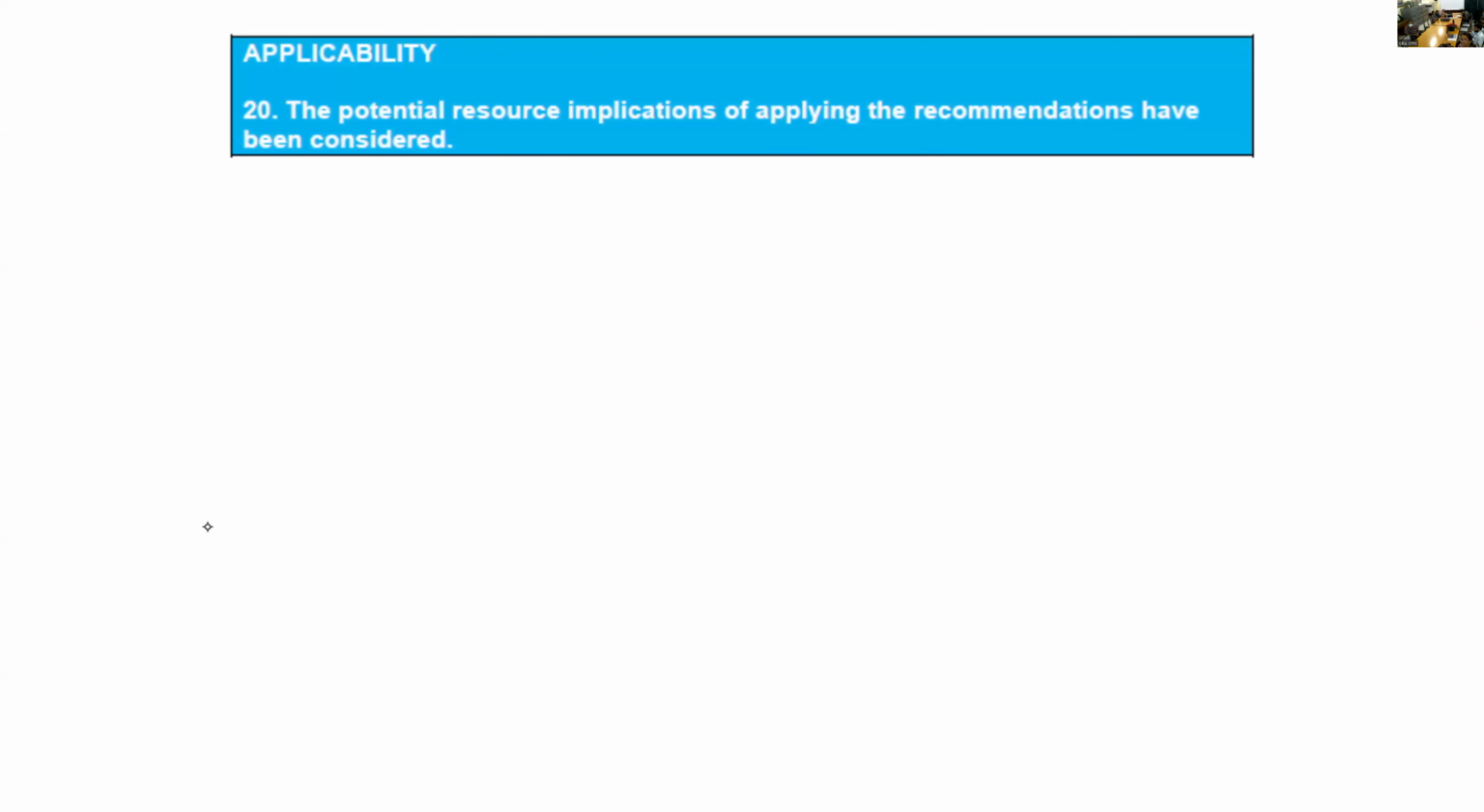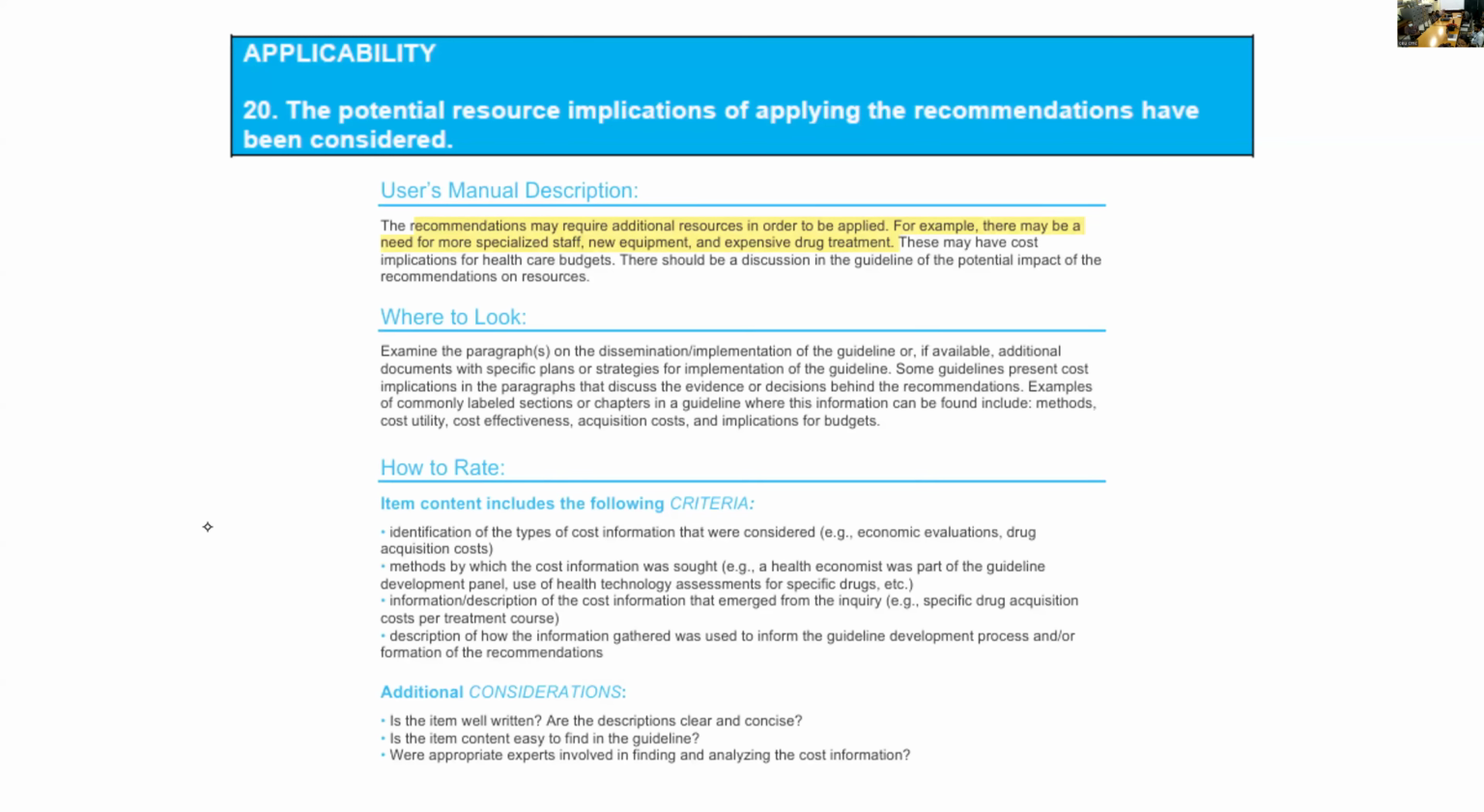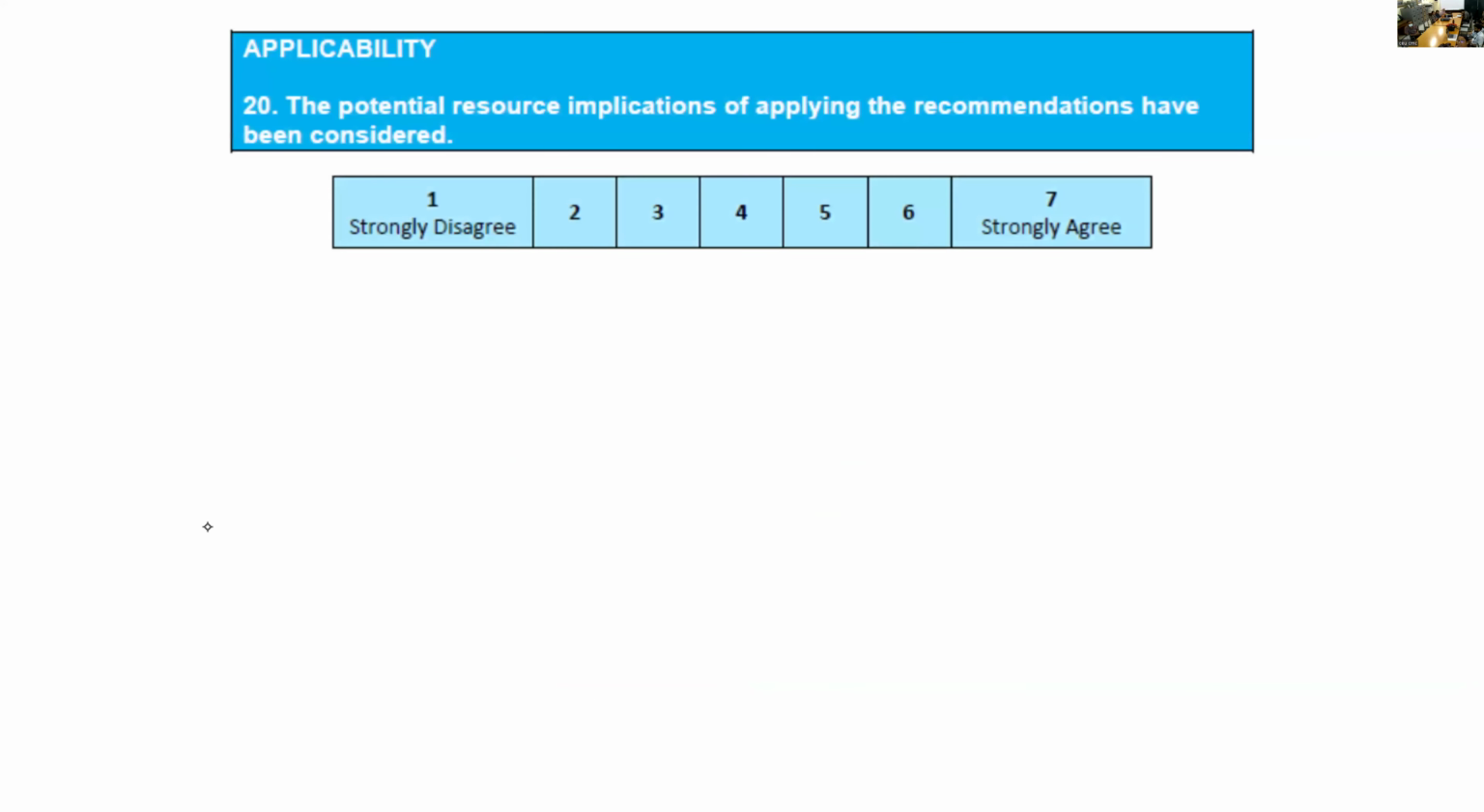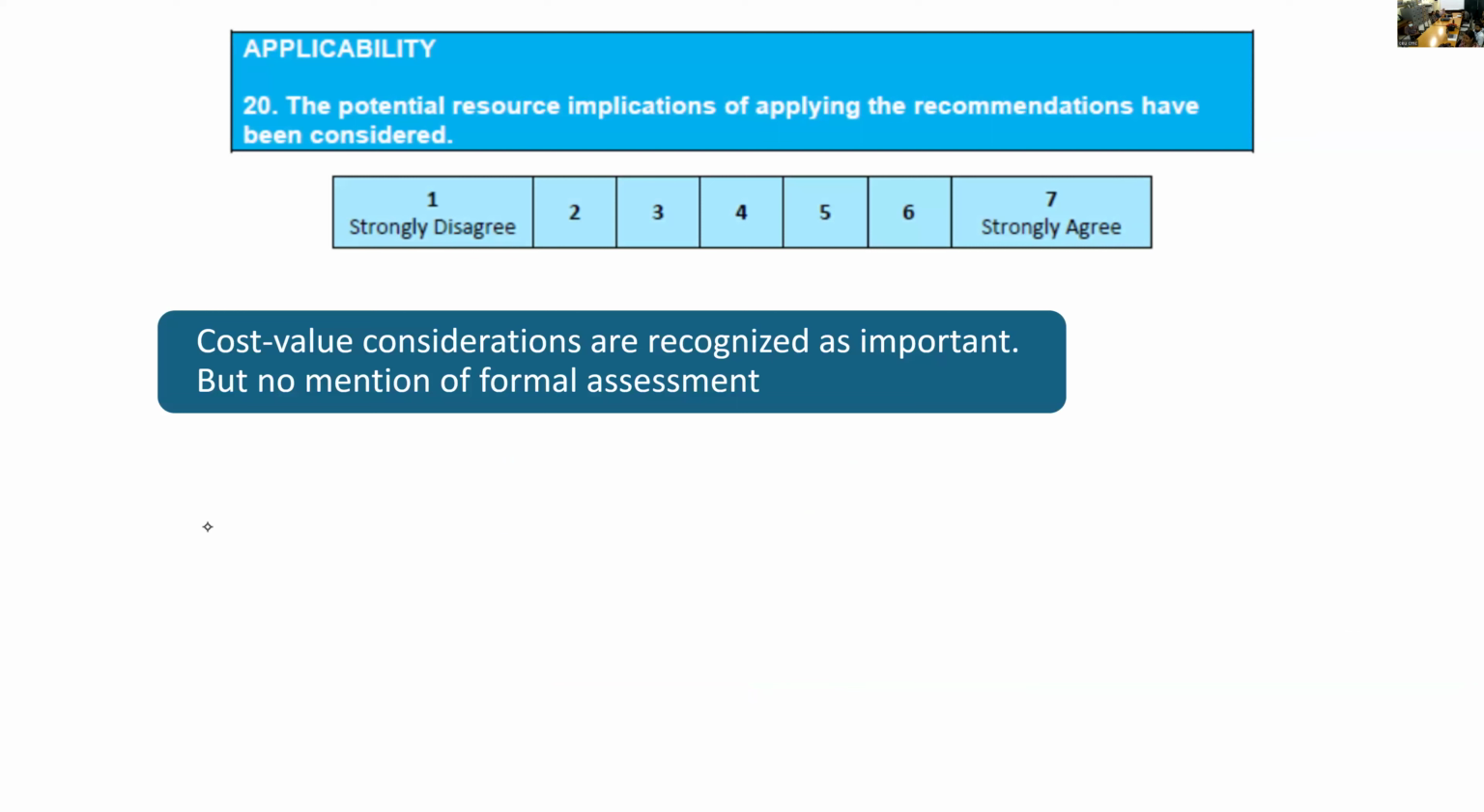The next is, the potential resource implications of applying the recommendations have been considered. So here, most of it is about how have we considered cost at all. To answer that, they had mentioned cost a lot of times. So cost value considerations are recognized as important, but there was no mention of formal assessment. We do not know. They could have easily taken an example of one drug being 10 rupees, 20 rupees and compared, or things like that.